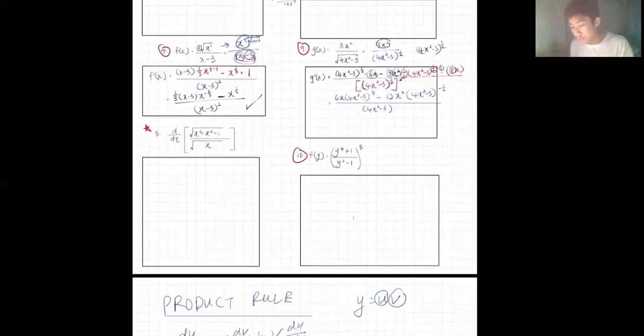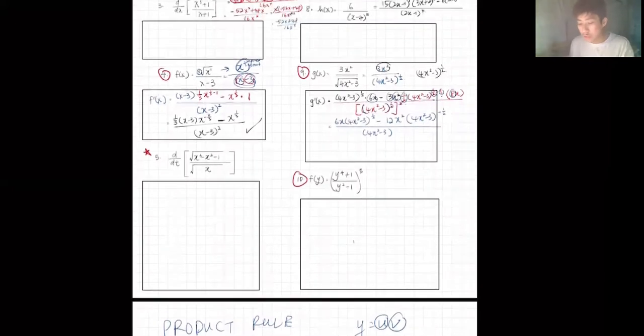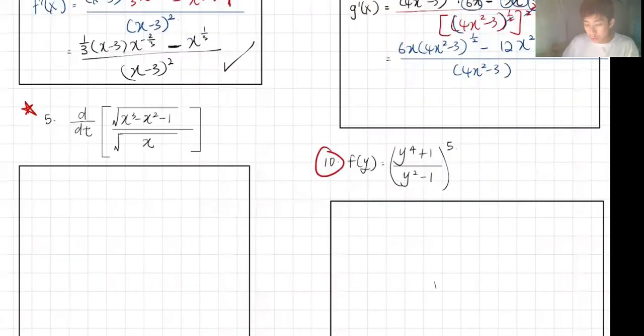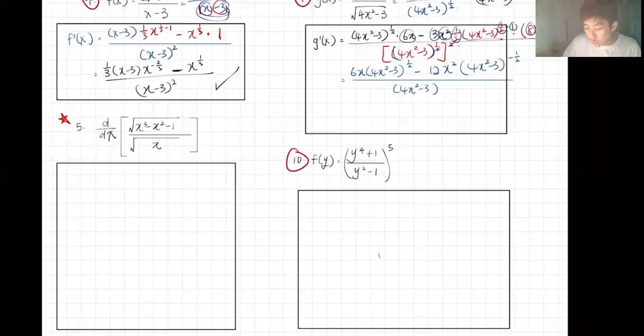Let's have a question. The rest of the questions you can try yourself. For question number 5, oh, this is supposed to be x, I made a mistake. For question number 5, when you have a square root on top and a square root on the bottom, you can actually combine them into one square root. Okay, I leave it for you to do.